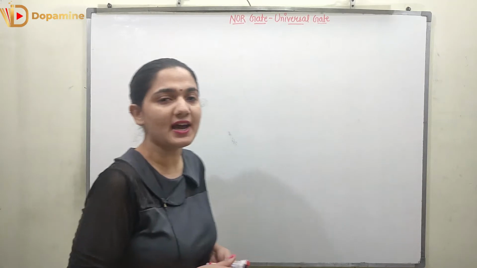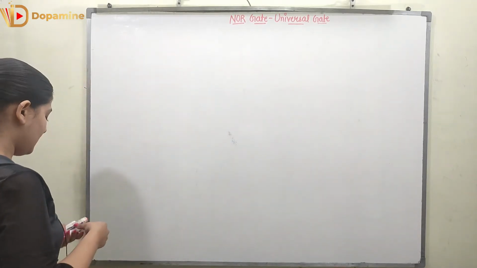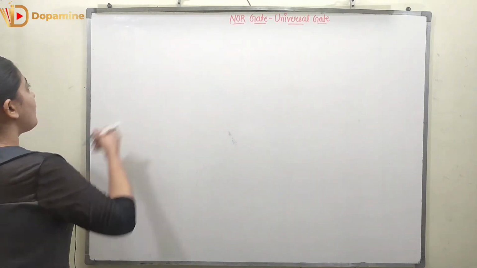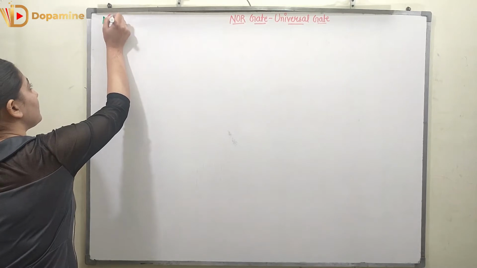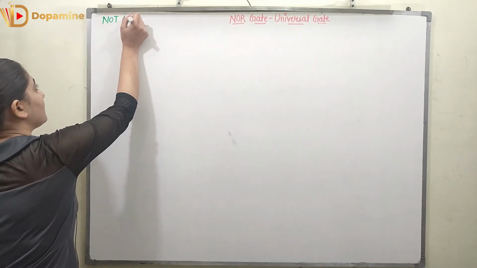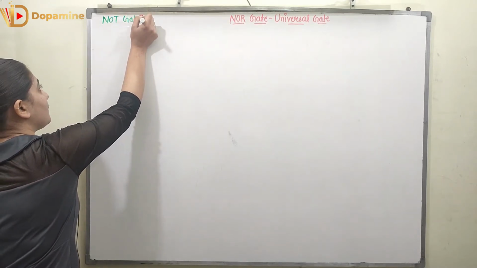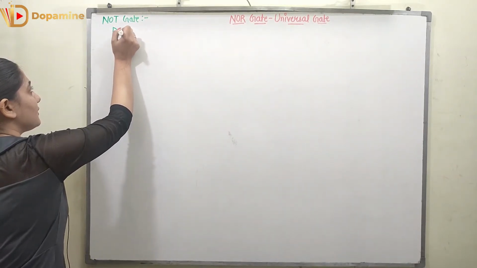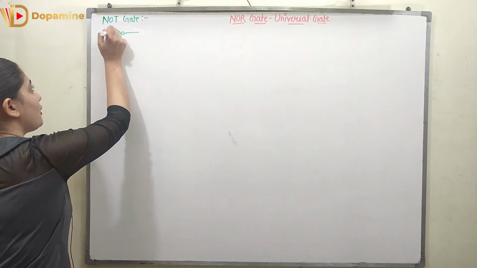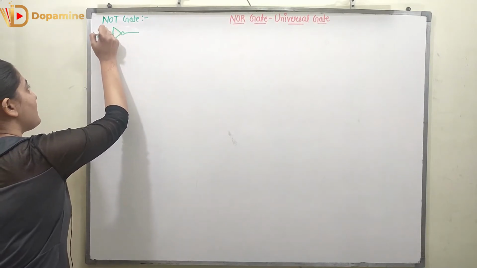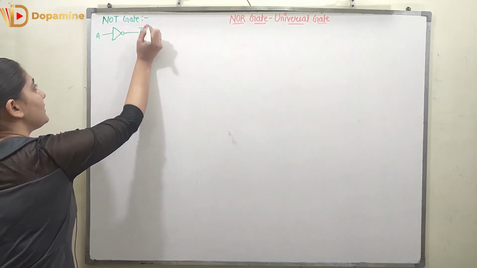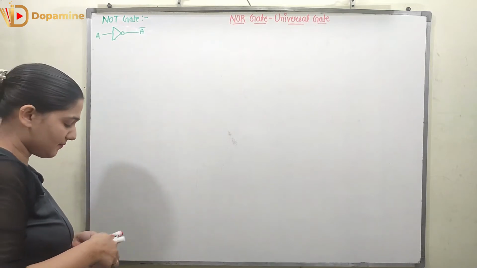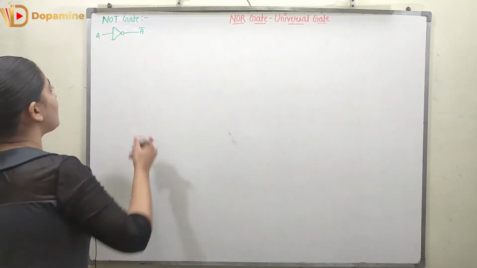So let's first discuss about the NOT gate, right? So now we all know what is a NOT gate. What is a NOT gate? It is represented like this. This is the representation of the NOT gate. It is the simplest gate having one input A and the output will be A bar. Right? So this is the simple representation of the NOT gate.